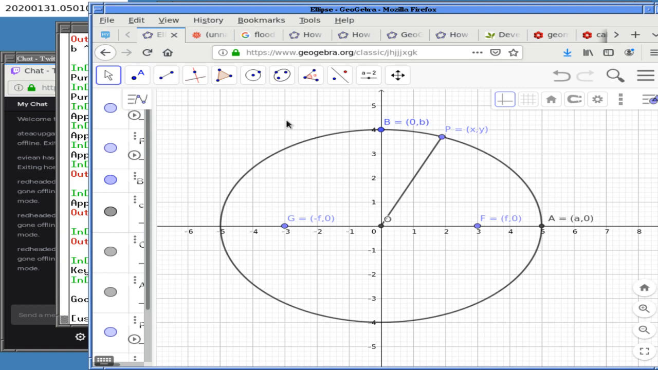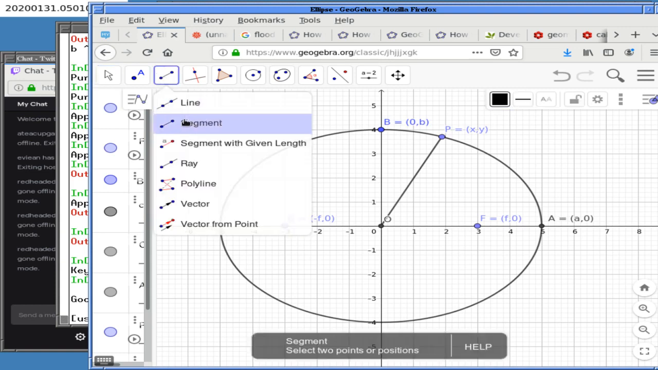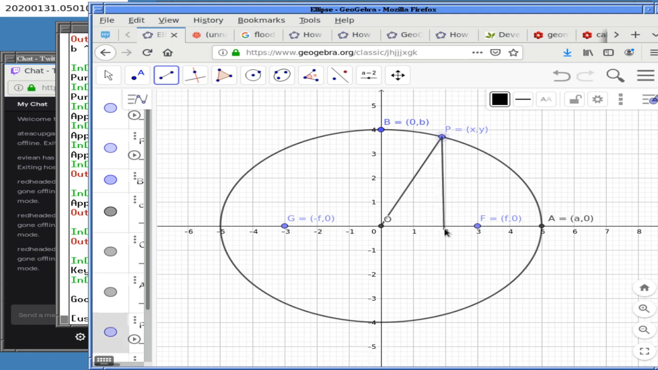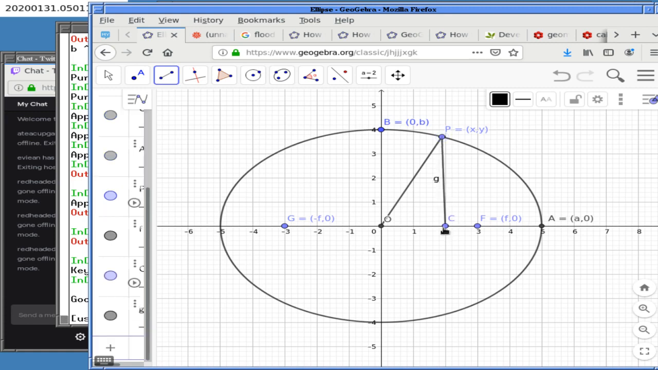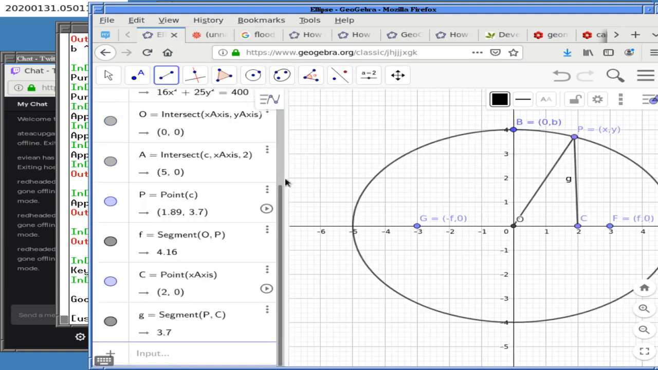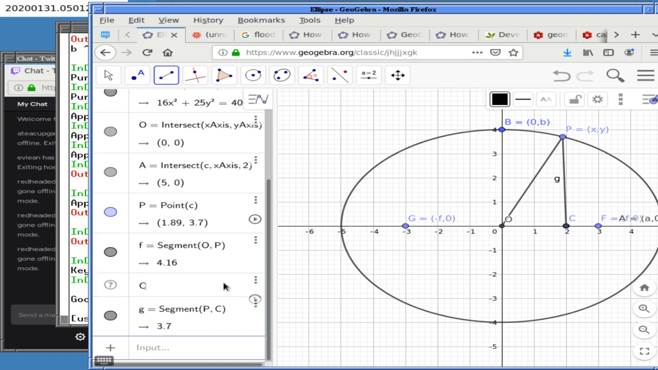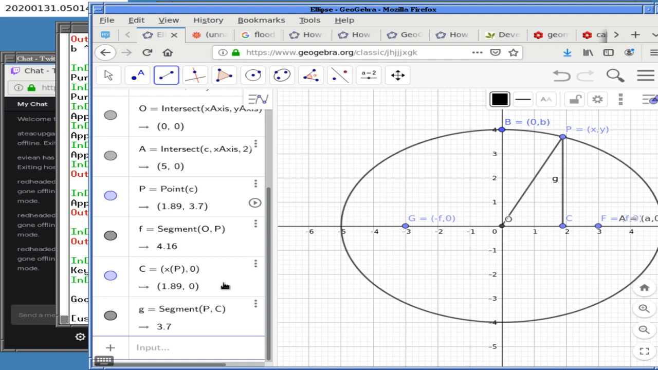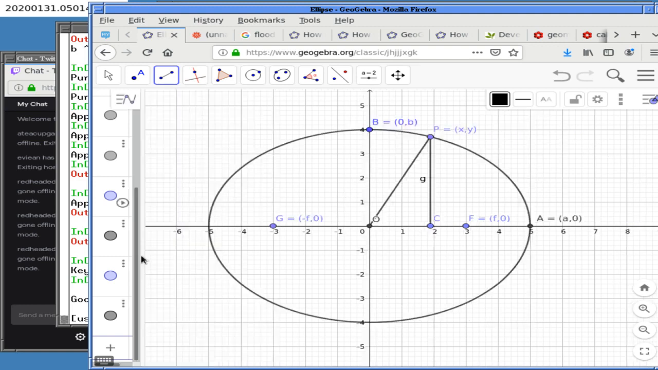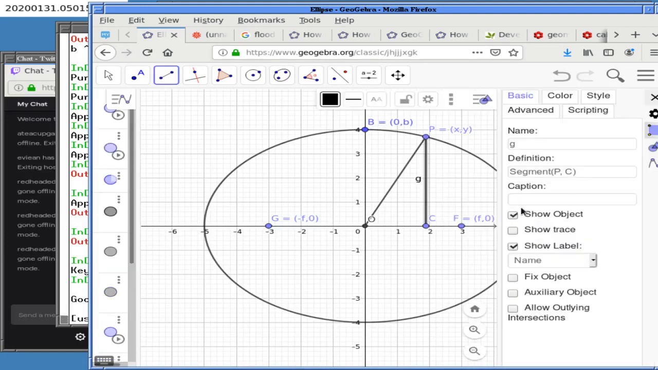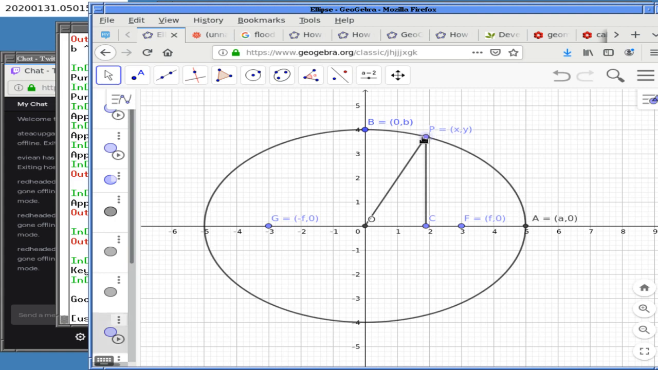Let's see if we can get a line segment that goes from here down to... Now here I've got to make sure that point C is going to be P of X. So X of P, comma 0. So it is going to be on the x-axis. Okay. And G is going to be segment PC, which I think is okay. So I think now if I move P, we don't need this name though. Okay. So now I think if I move P, this thing's going to behave correctly. Yes.